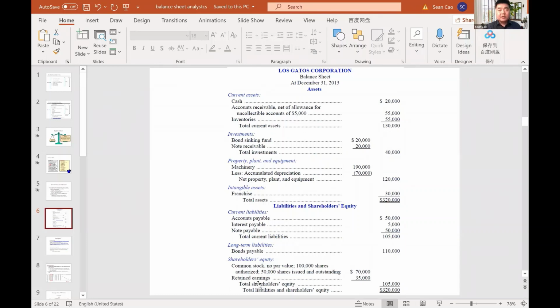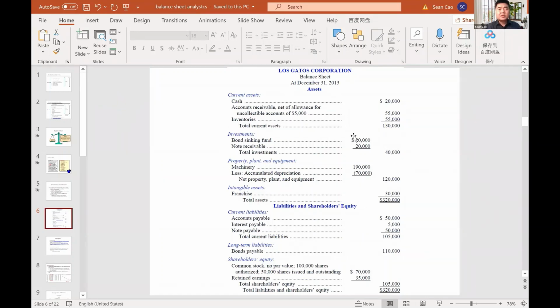And then we have retained earnings. We have common stock. We have total shareholders' equity. And you add everything together, like I said, when you add liabilities with equity, it will be equal to the value of total assets. And for the assets also, you have current assets and long-term assets.